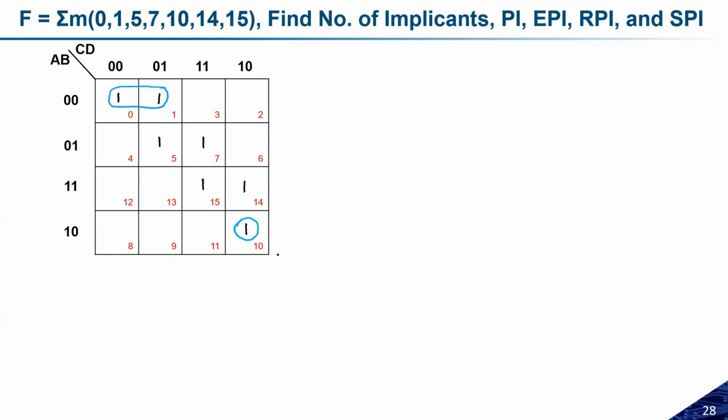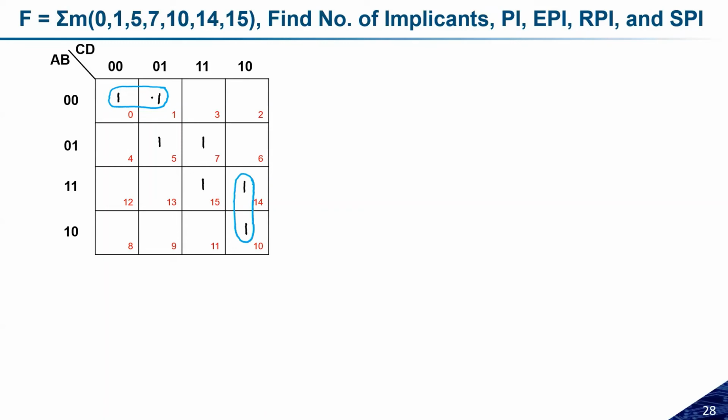How many ones can be used to make a pair with this one, which is at position 10? Only one, position number 14. So we need to make the pair with 14 only, right? So this is the essential one. I cannot make a pair of this 10 with others. I have only one option, which is to pair it with 14. So these two pairs are the essential ones.